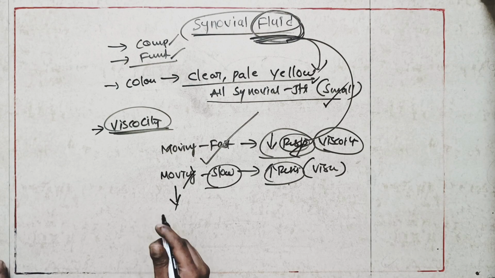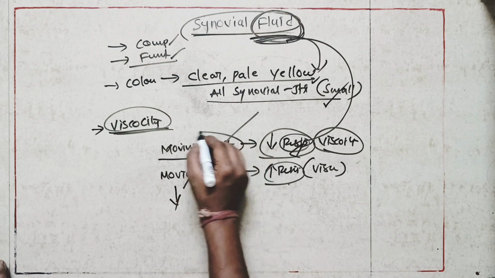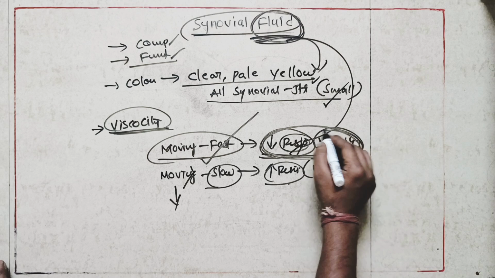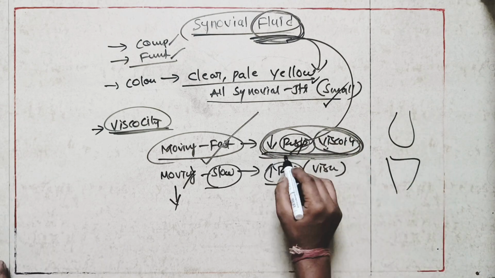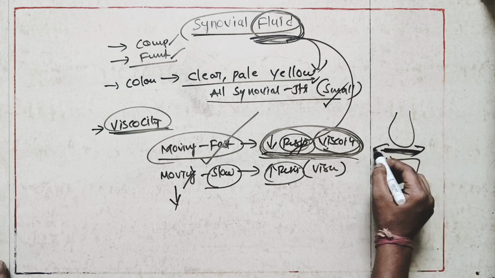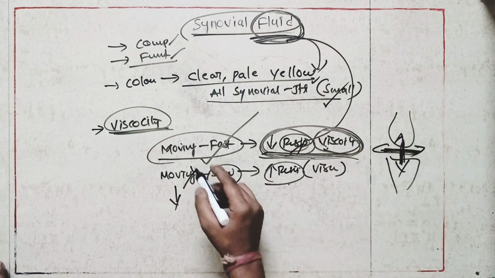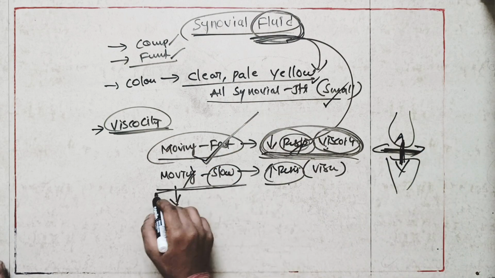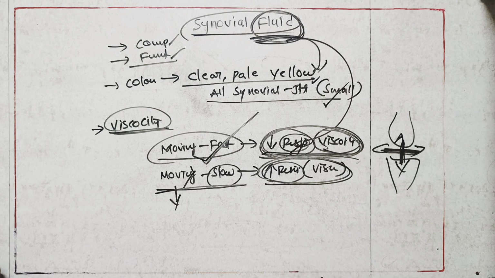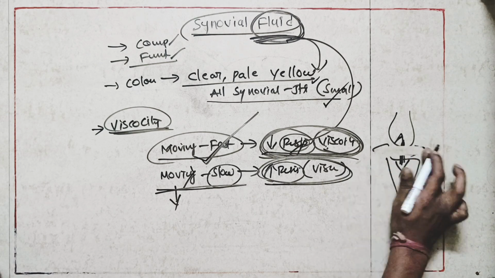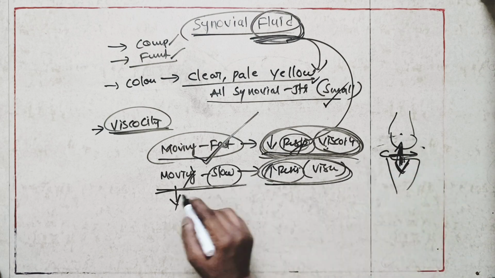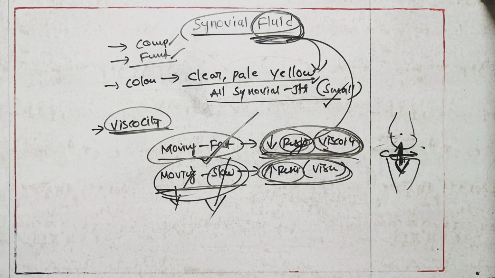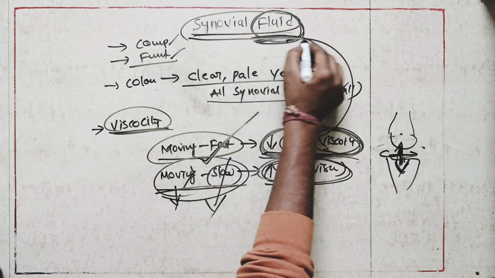The point is, if you move the joint fast, then the viscosity of the fluid will be less. If viscosity is less between these two articular surfaces, the fluid will move very freely between these two bones, so that movement will happen very nicely. And if the viscosity is more, the fluid will not move freely between these two articular surfaces, so movement will be slow or less. So this is about the synovial fluid.